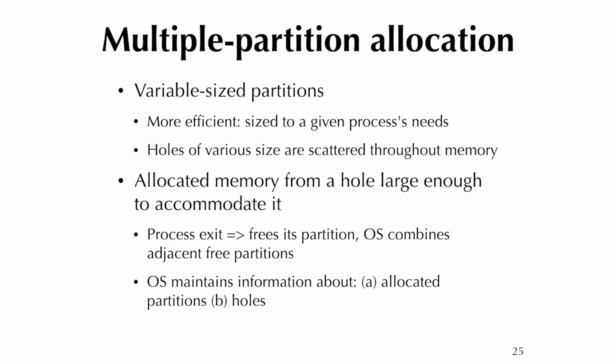Okay? And multiple partition allocation, we've seen variable size partition and fixed size. Now, variable size could be more efficient in the sense that you size the partition to a given process's need, as needed, but then as processes come and go, they start to leave holes in there, right? And they can be scattered, and then you don't have enough. So what do you do? Well, several ways.